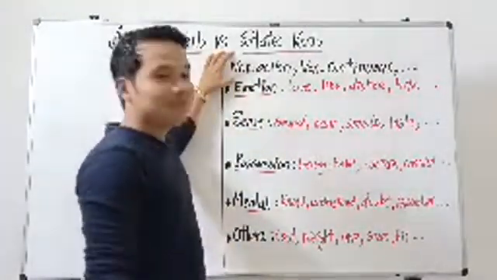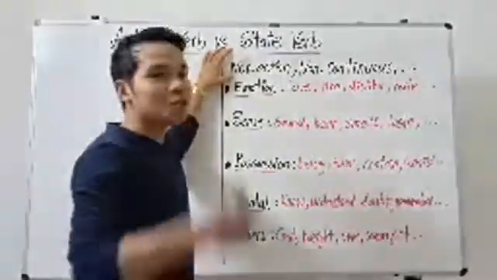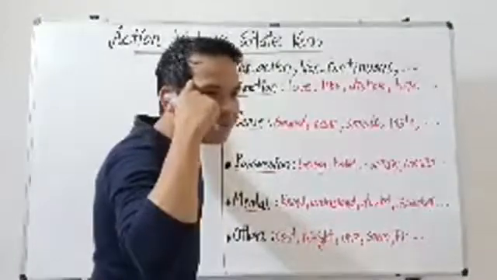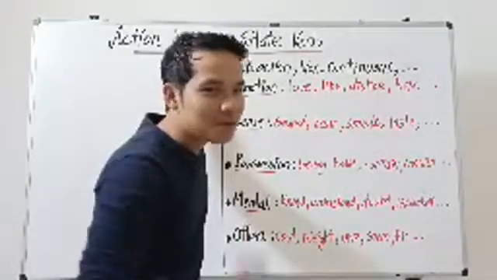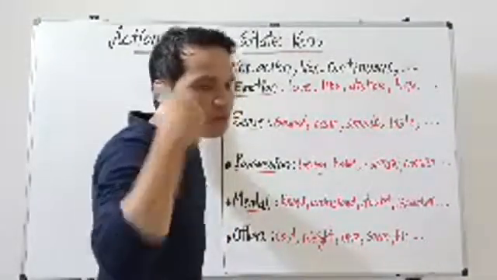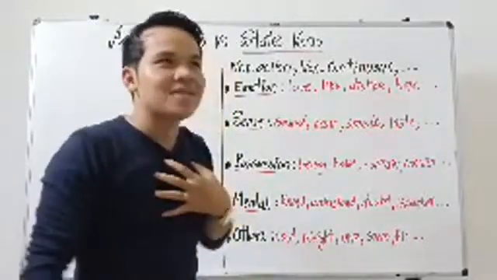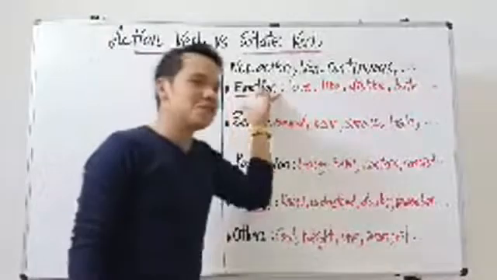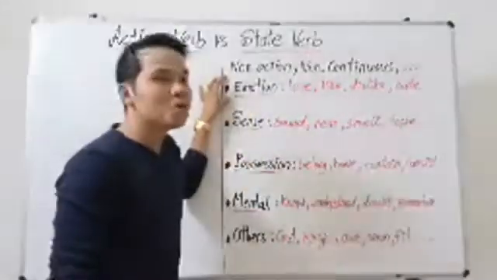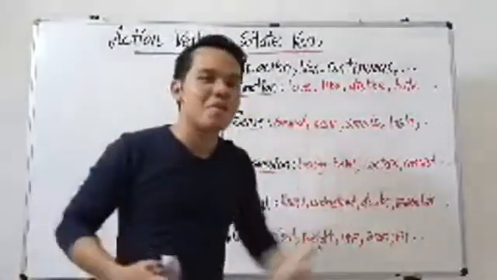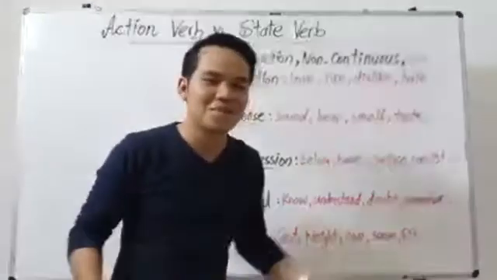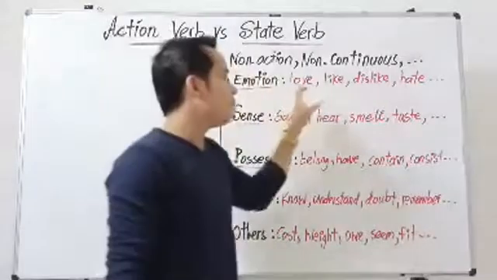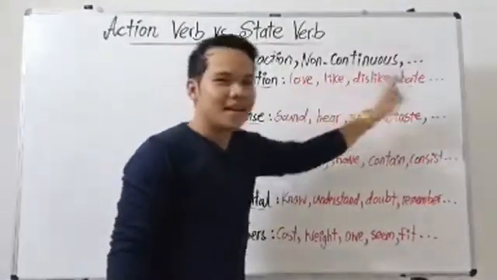Okay, stative verb. Again, stative verb. When we talk about the stative verb, we think about the verb that doesn't show the action. Am I right? Yes. Stative verbs are verbs that don't show the action. So the first point, emotion. All verbs that show emotion are stative verbs. Like emotion: love, like, dislike, and hate.